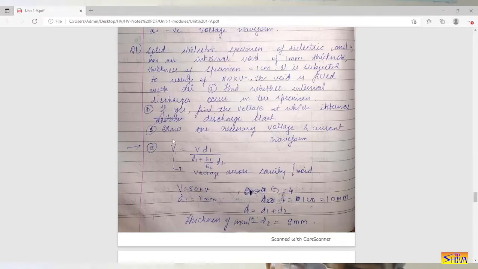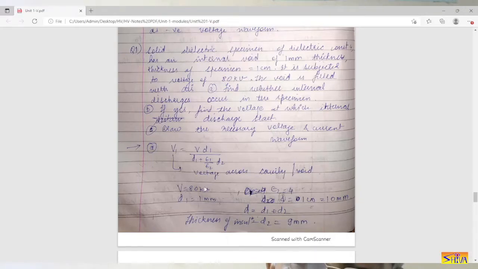V1 is the voltage appearing across the cavity. So let us solve the first part. It is given by the expression V d1 upon d1 plus epsilon 1 upon epsilon 2 into d2. V1 is the voltage across the cavity or void.